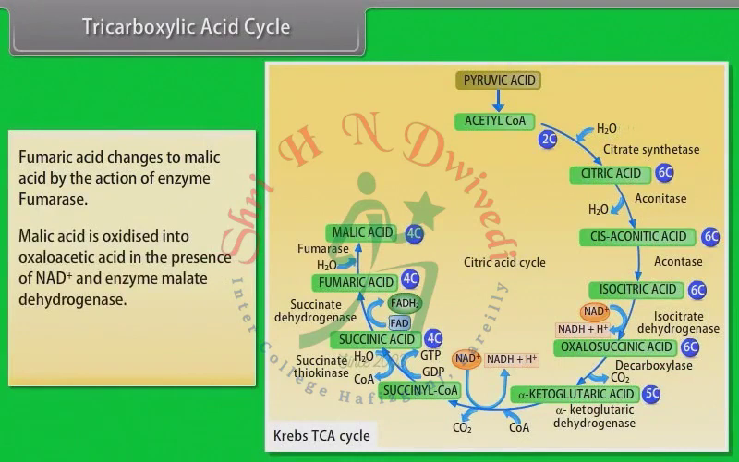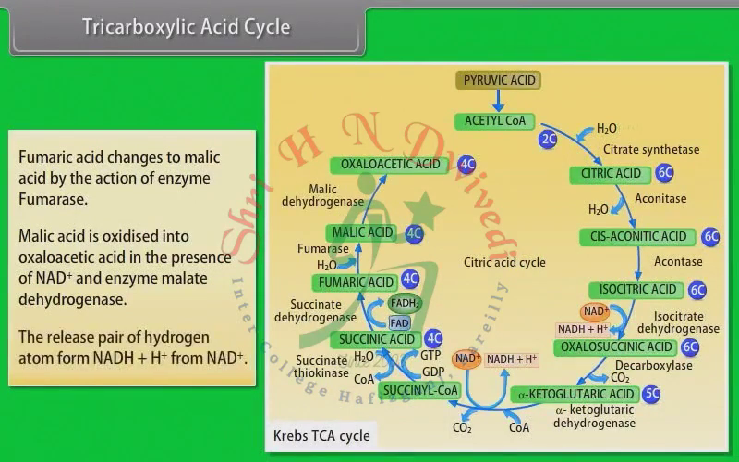Malic acid is oxidized into oxaloacetic acid in the presence of NAD+ and enzyme malate dehydrogenase. The released pair of hydrogen atoms forms NADH, H+ from NAD+.